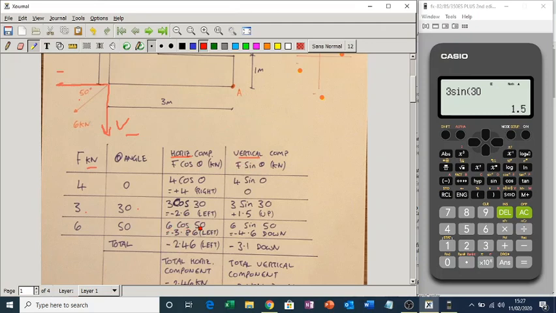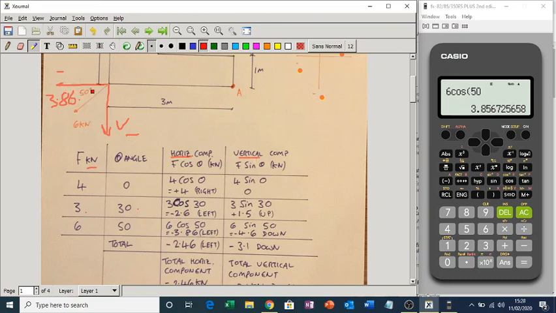So 6 cos 50 in your calculator. 3.856, 3.86. It's going to the left, so it's going to be a negative. So we've got 3.86 coming that way.